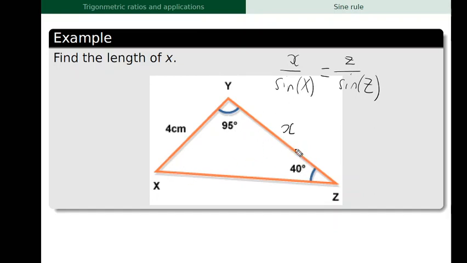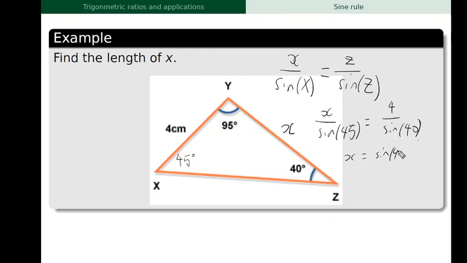Now, it'll be handy to know the value of big X, the angle, and we can work it out by looking at the other angles. So if we do 95 plus 40, we're at 135. To add up to 180, we need 45 degrees in here. So now we've got big X, big Z, and little z, so we can set up our equation. We just sub in: sine of 45 is equal to 4 on sine of 40.